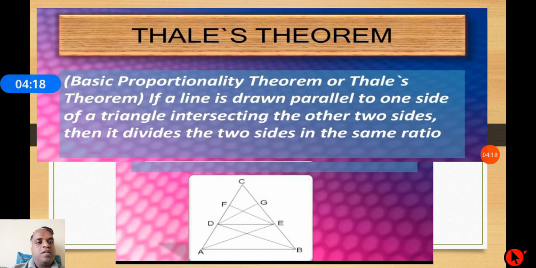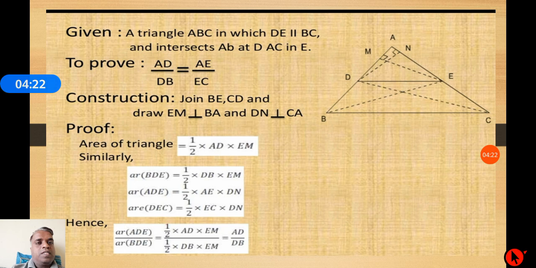Next we move to the diagram of Thales' theorem. This is the diagram of Thales' theorem. Next we go to the given. In triangle ABC, given ABC is a triangle, AD by DB equal to AE by EC.